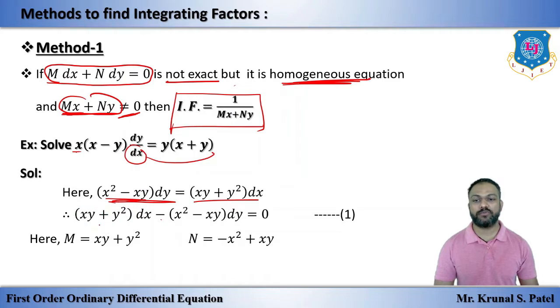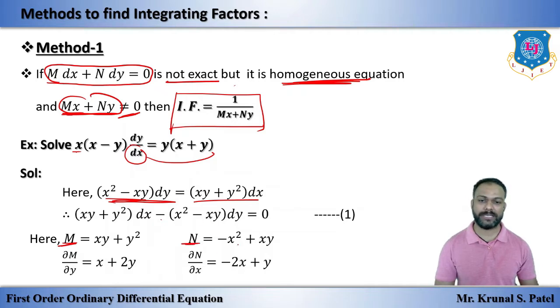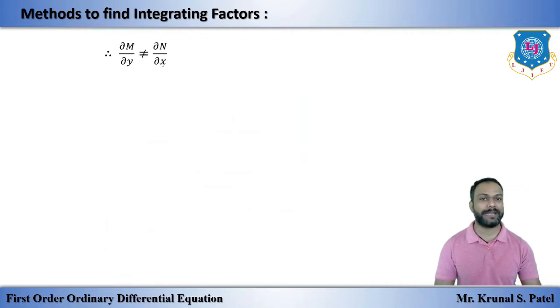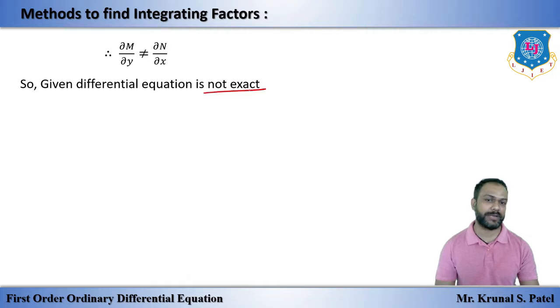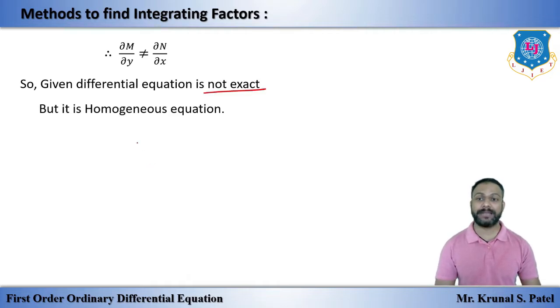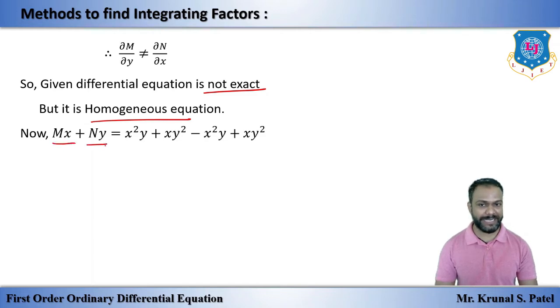Now we know what to do: we have to differentiate M partially with respect to y. So we have x and 2y, and differentiate N partially with respect to x, so we have 2x plus y. You can see both are not equal, so ∂M/∂y is not equal to ∂N/∂x, therefore the given differential equation is not exact. Now it is not exact, but it is a homogeneous differential equation. So we can find Mx plus Ny.